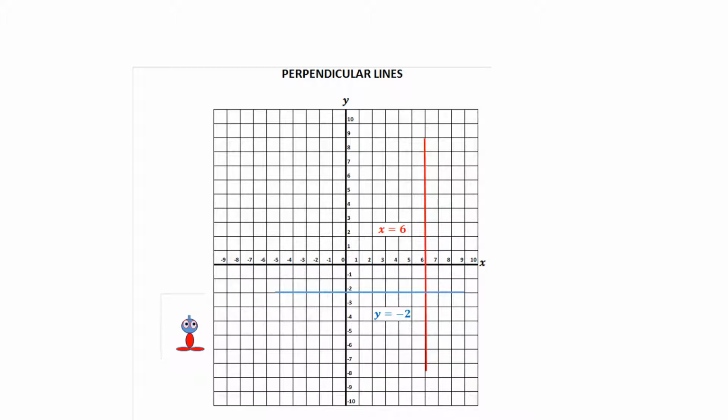That means two statements. If the lines are perpendicular, then when you multiply the slopes, you get negative 1. And if you have two slopes, when you multiply them together, you get negative 1, then you will have perpendicular lines.